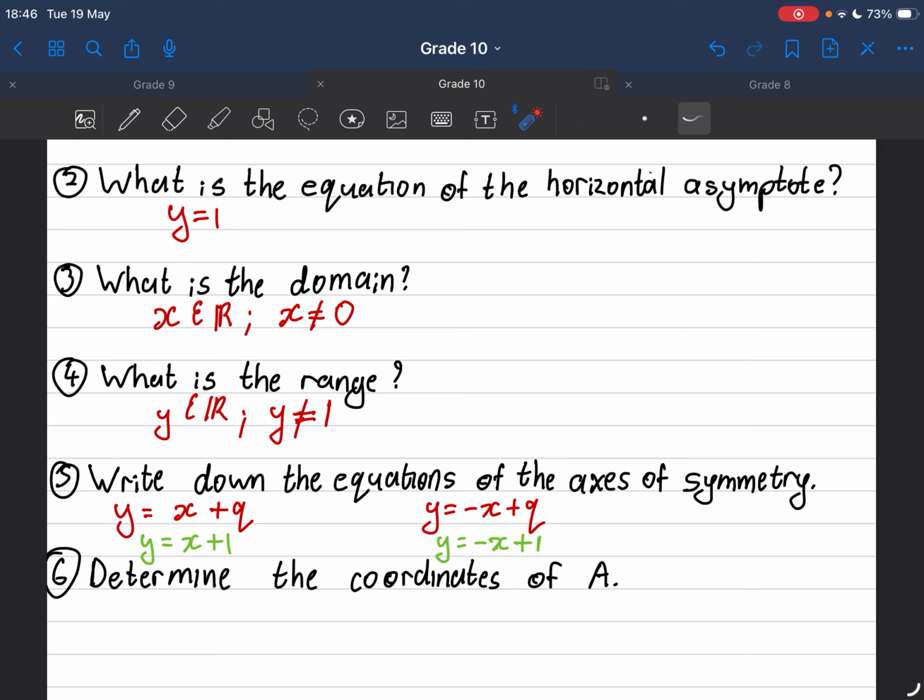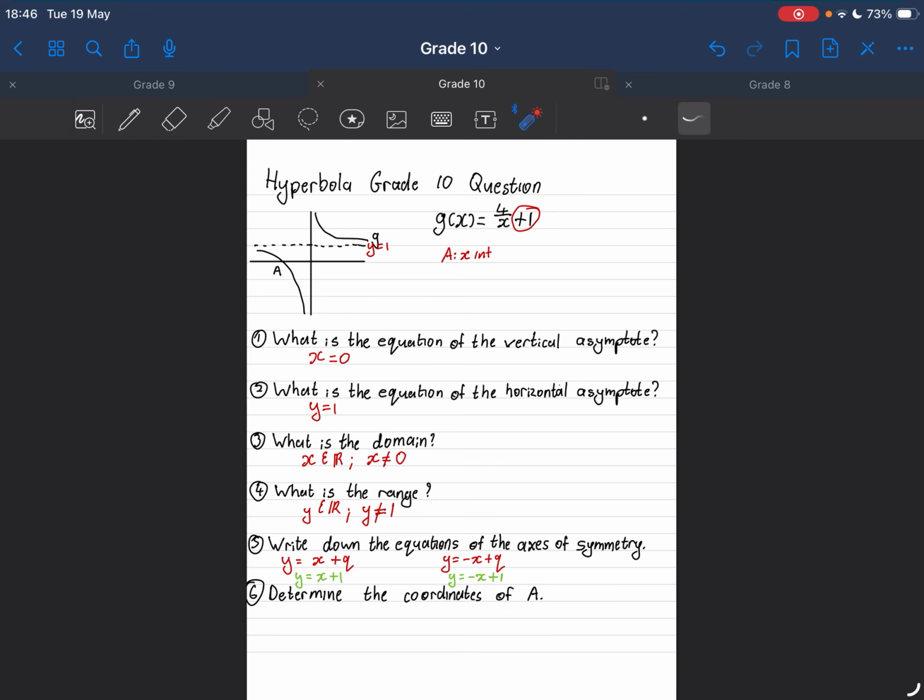This x plus 1 equation has a positive gradient, so it runs through here, and negative x plus 1 runs through, sorry, that was a bit skew, but it runs through there.